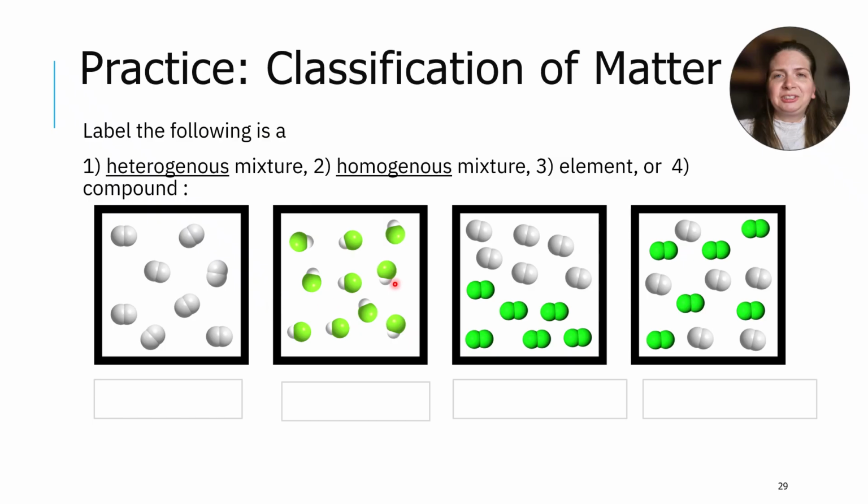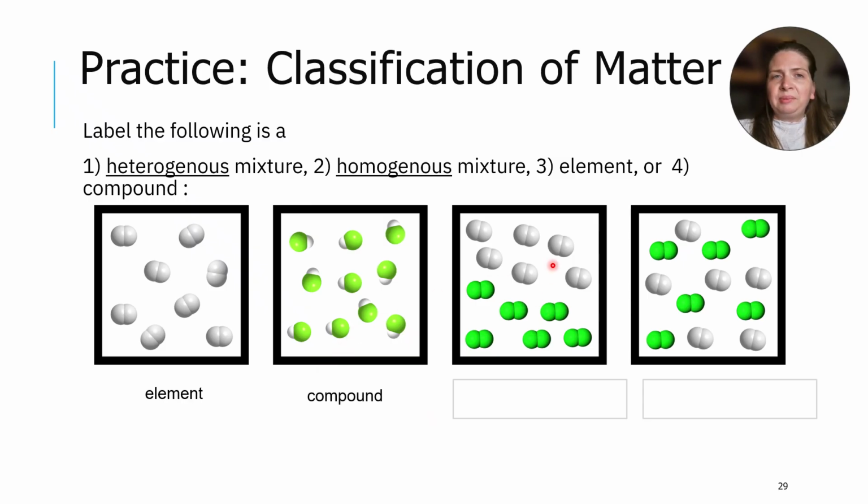Look at the 4 pictures shown on the slide and classify each one as a heterogeneous mixture, homogeneous mixture, element, or compound. The first picture shows many identical molecules, and each molecule consists of 2 atoms of the same element. Since all particles are identical and contain only one type of atom, this is a pure element. The second image also shows many identical molecules, meaning it is also a pure substance. However, each molecule contains 2 different types of atoms, so this is a compound.